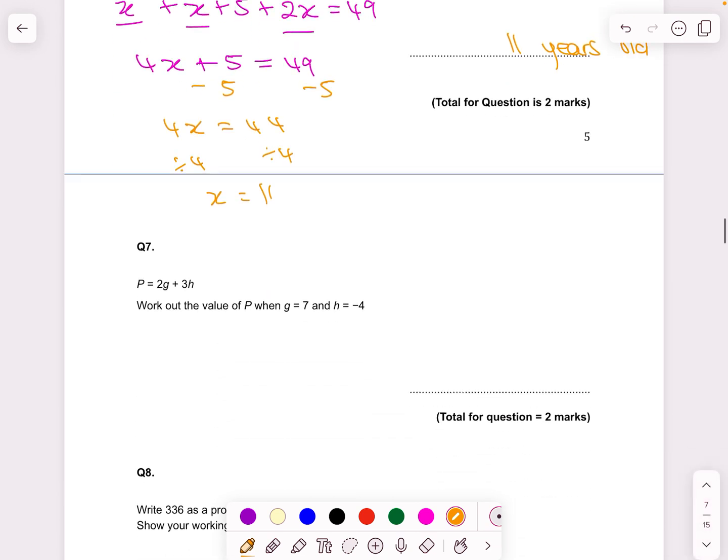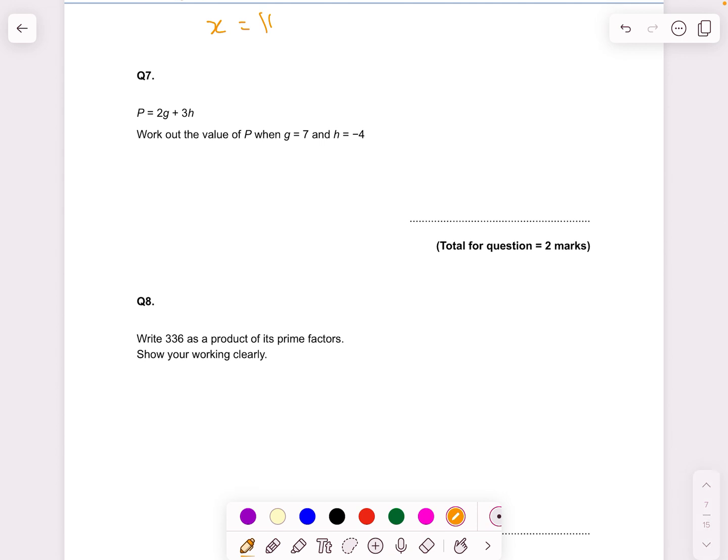Okay. Number 7, so we got a substitution. Most of you got this correct. So G is 7, so P equals 2 times 7 plus 3 times H, or 3 times minus 4. So 2 times 7 is 14, plus 3 times 4 is minus 12. So remember, adding a negative is the same as subtracting it. So 14 take away 12 is just 2.